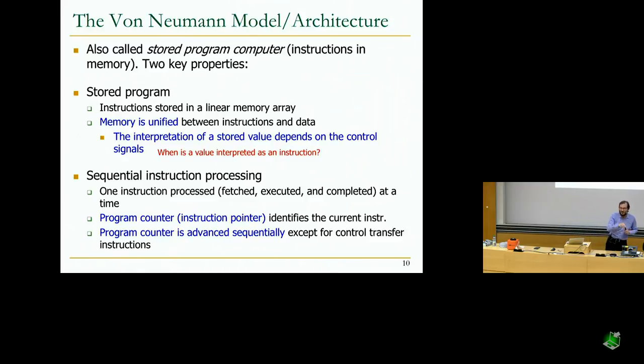You fetch it, you decode it, you generate the address, you fetch the operands, you execute it, and you store the result. Those are the 6 phases of instruction execution, right? And then you move on to the next instruction. So the program counter advances sequentially to the next instruction, unless there's a control transfer instruction, as we've seen in the last lectures. So everything is sequential, and one instruction finishes before the next one starts.